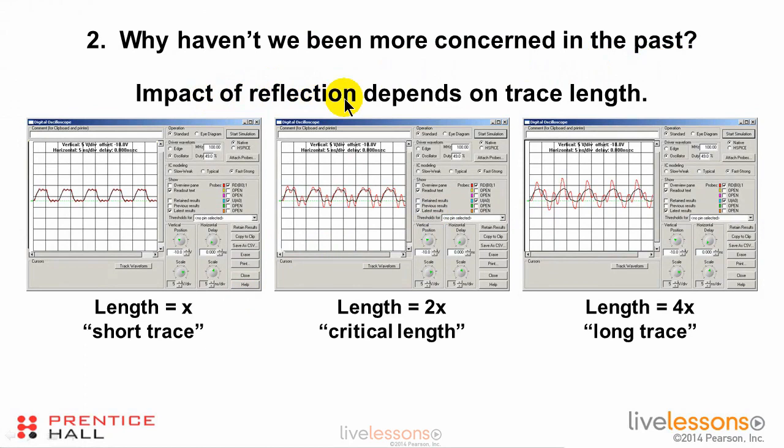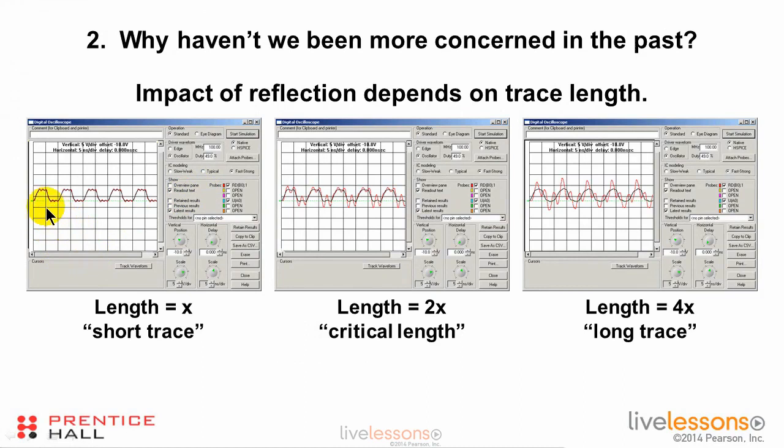Well, the impact of the reflection depends, first of all, on the trace length. So I've got 3 simulations here. These simulations are done with the Hyperlinks Signal Integrity Simulator, now available through Mentor Graphics. And I've set up simulations with 3 different trace lengths called X, 2X, and 4X. I've just arbitrarily selected them, and I've arbitrarily identified them as a short trace, a long trace, and a critical length. And as we go through this lesson, we'll start to understand the impact of that and what that means.